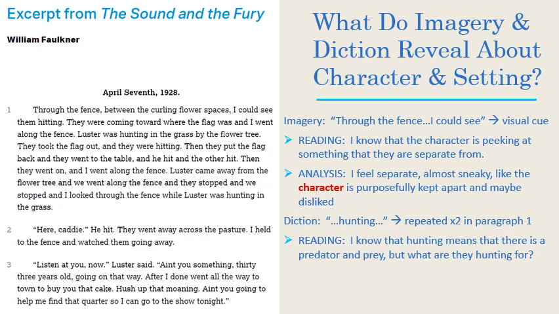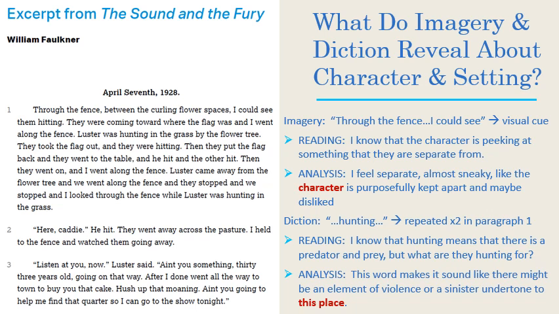Well, I know that when we're hunting for something, there's predator and there's prey. But what we don't know is what these people are hunting for, right? Who are the predators? What is the prey? You know, is the prey the character who's peeking through the fence? Are they hunting for something else? We're not sure, right? And that word is used twice, so our attention is brought to it.